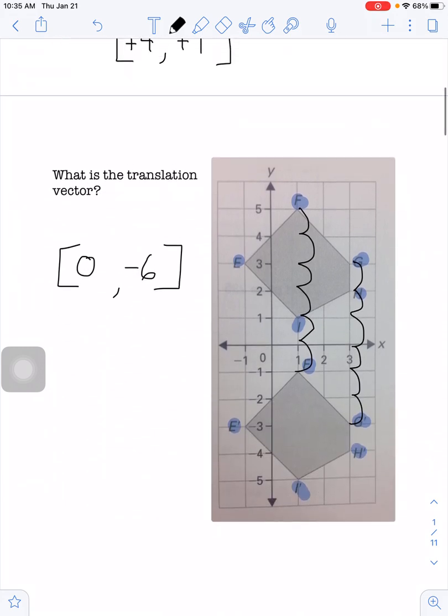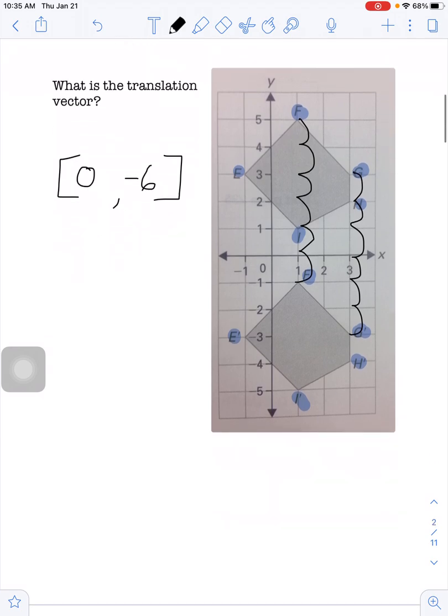The next one here says, what is the translation vector? Again, if we look at our pre-image and image, here is our pre-image, because they don't have primes beside them. And then our image is down here, so it's been moved down, and it actually hasn't been moved right or left at all. So for grade 7, we would say move 0 spaces right or left and move 6 spaces down. For grade 8, we'd use the square brackets for the translation vector, and the answer would be [0, -6]. Make sure you always use a comma in between your coordinates, and again, these are translation vectors, so we use square brackets.